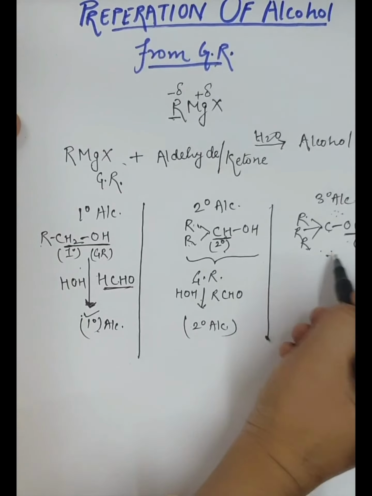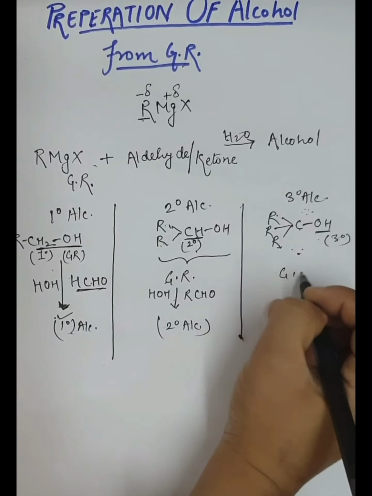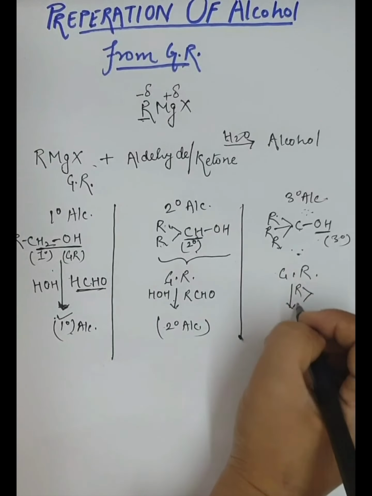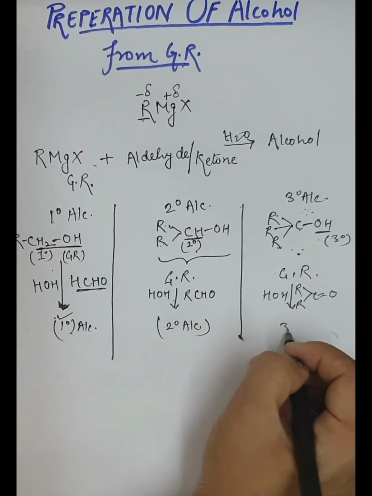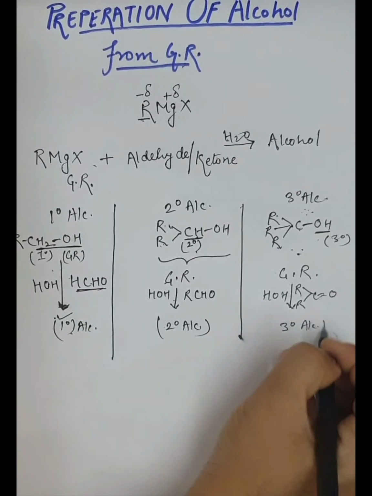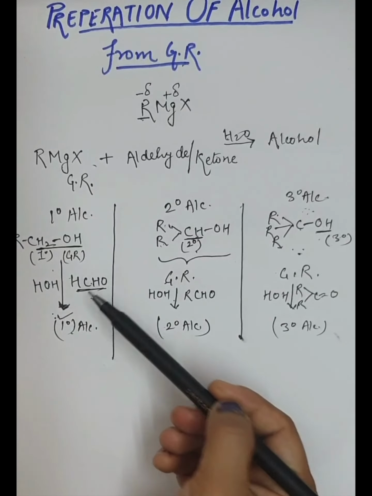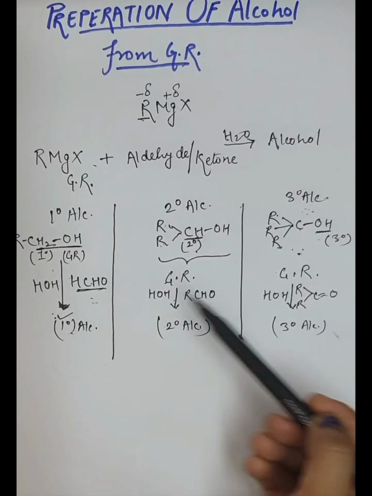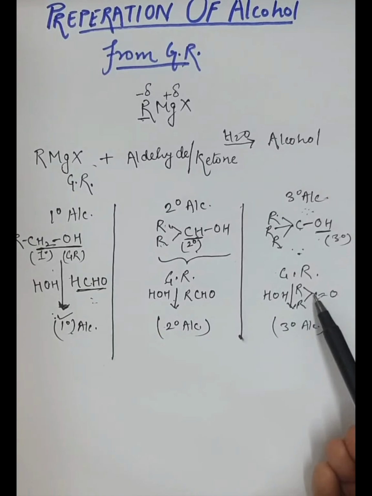If we want to prepare tertiary alcohol from the Grignard reagent, then Grignard reagent reacts with any ketone followed by hydrolysis, then we get tertiary alcohol. Okay, primary alcohol from the formaldehyde, secondary alcohol from any aldehyde other than formaldehyde, tertiary alcohol from the ketone.